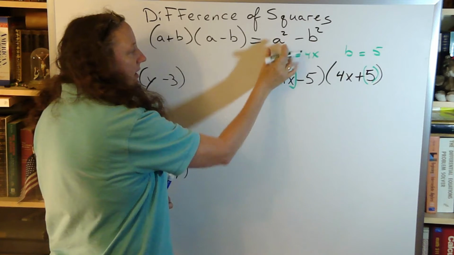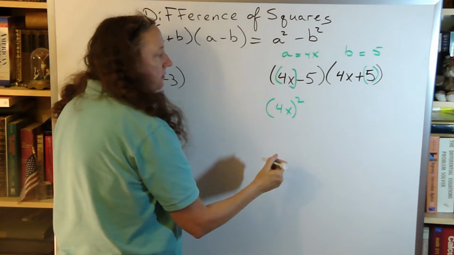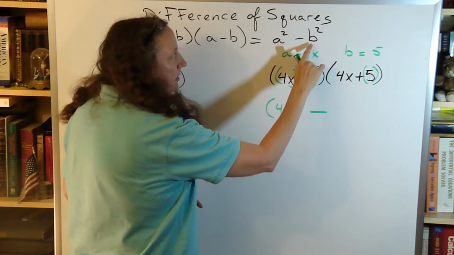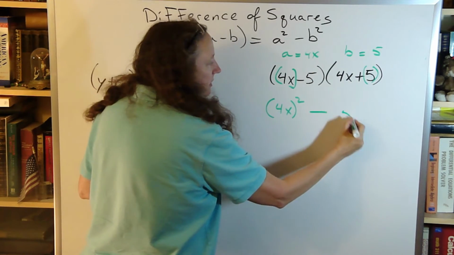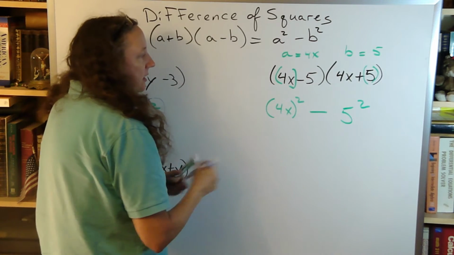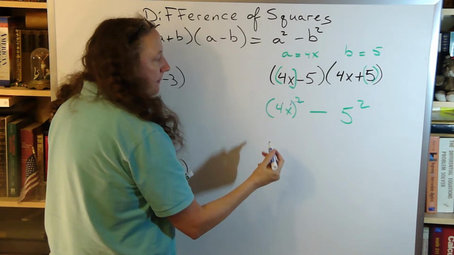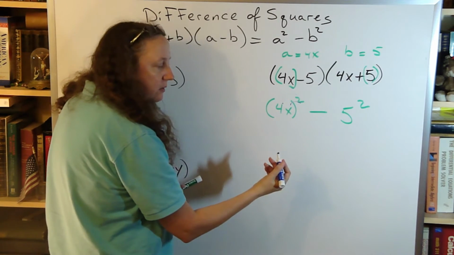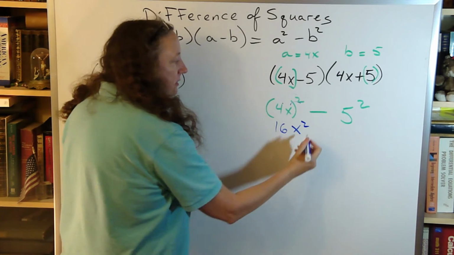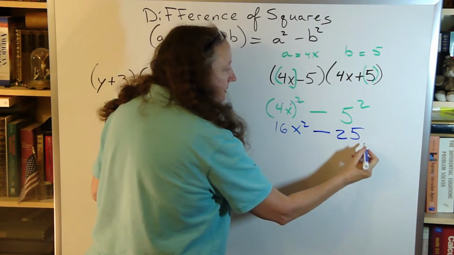So I have my a squared, 4x squared, the whole thing, minus sign, b squared, 5 squared. I distribute the 2 into the 4 and into the x, which gives me 4 squared, which is 16, x squared, minus 5 squared is 25.